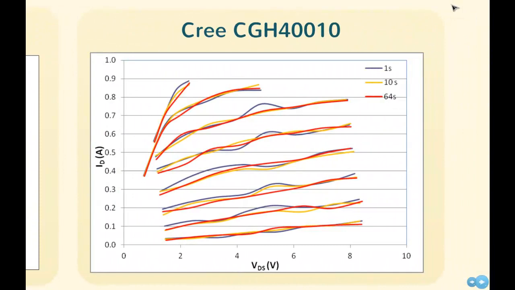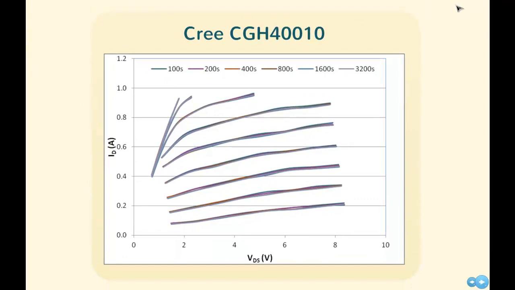Now let's have a look at the Cree transistor. This is a 10 watts Cree transistor on gallium nitride, a gallium nitride HEMT. And you can see that the effects are less pronounced than in the Nitronex. This could be due to the fact that the Nitronex devices are built on silicon. Cree devices instead are built on silicon carbide, and there is less of a mismatch between the lattices of gallium nitride and silicon carbide, and hence perhaps you get fewer buffer traps and the device behaves a bit better.